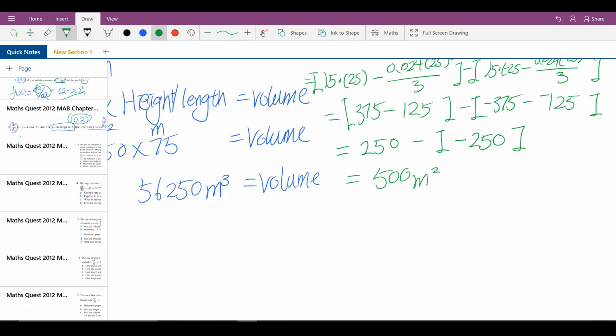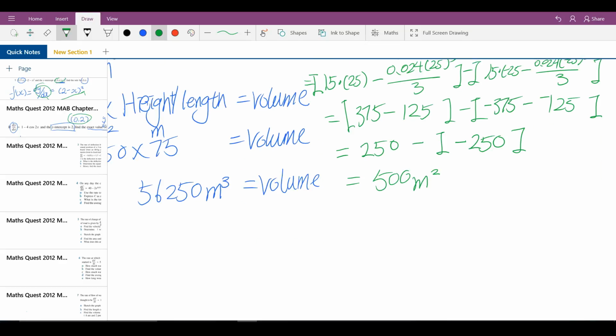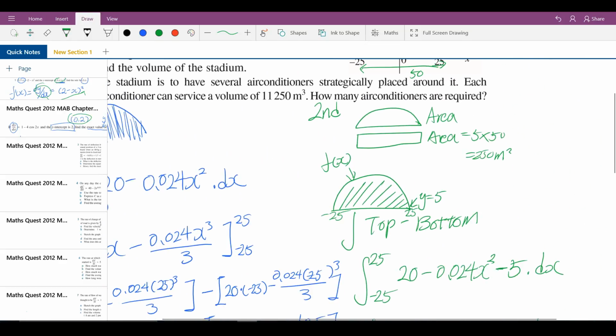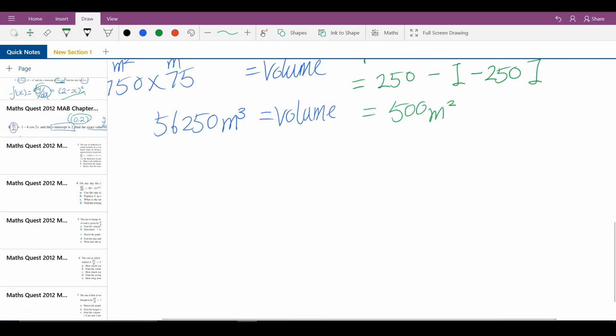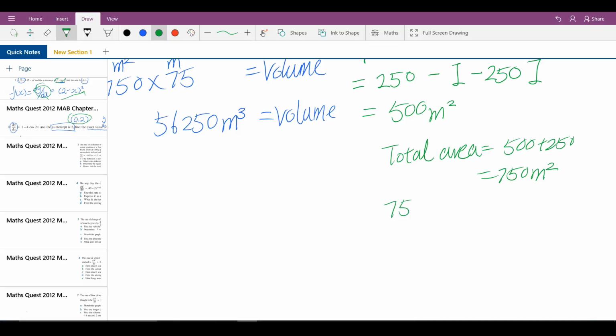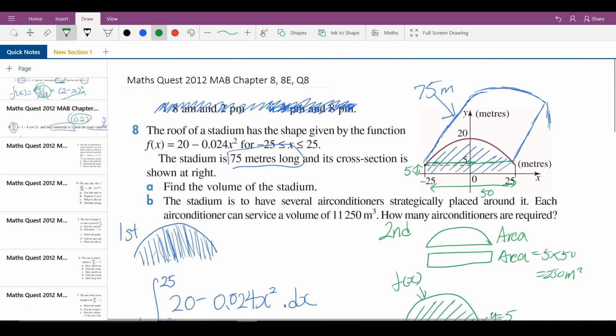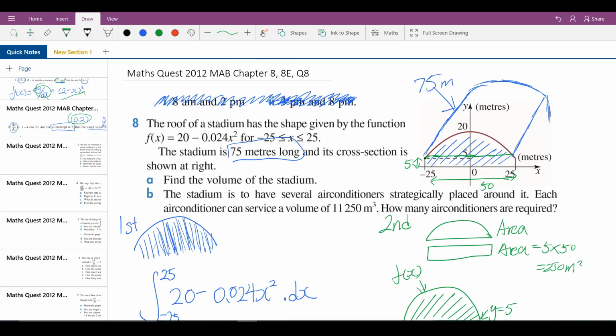Now remember, this is not the entire cross-sectional area. We have to add the rectangle we previously determined, which is 250, right? So total area equals 500 plus 250 equals 750. Now hopefully by now you can see it is the same. So 750 times 75 gives us 56,250 meter cube again, right? So that's pretty much question A. I just did double the amount because we used two different methods. I just want to show you they both work.